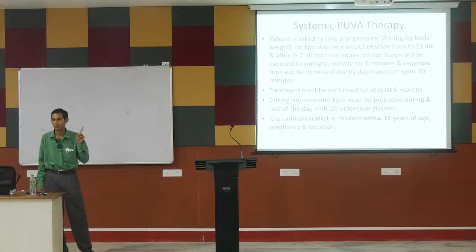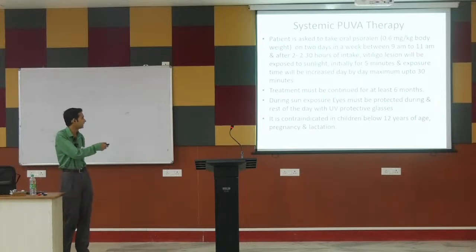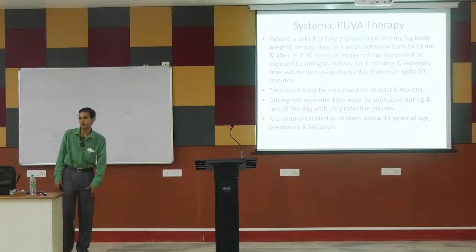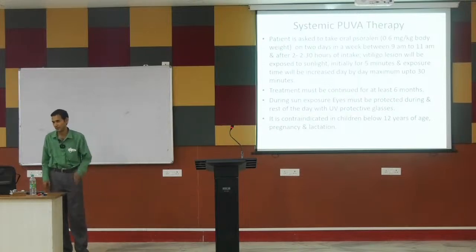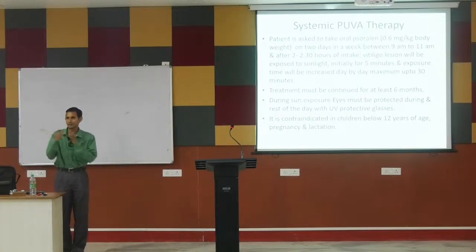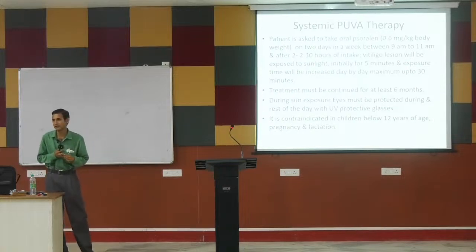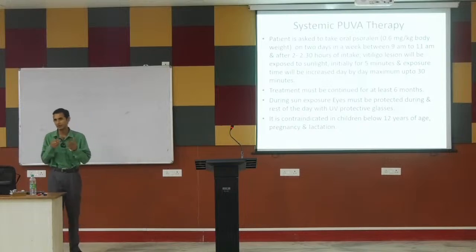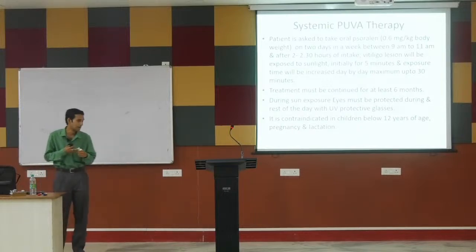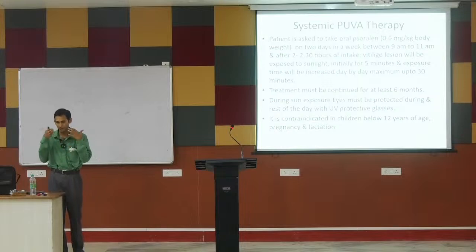Most important, you have to take the oral tablet, oral psoralen or 8-methoxypsoralen, in the dose of 0.6 milligram per kg body weight, 2 days in a week, but not 2 consecutive days. That is Sunday and Wednesday, or Sunday and Thursday. After 2 hours, sun exposure is done, initially for 3 to 5 minutes, and then the exposure time is gradually increased. This is most important. And you have to protect the eyes with UV protective glasses during sun exposure and on the rest of the days.